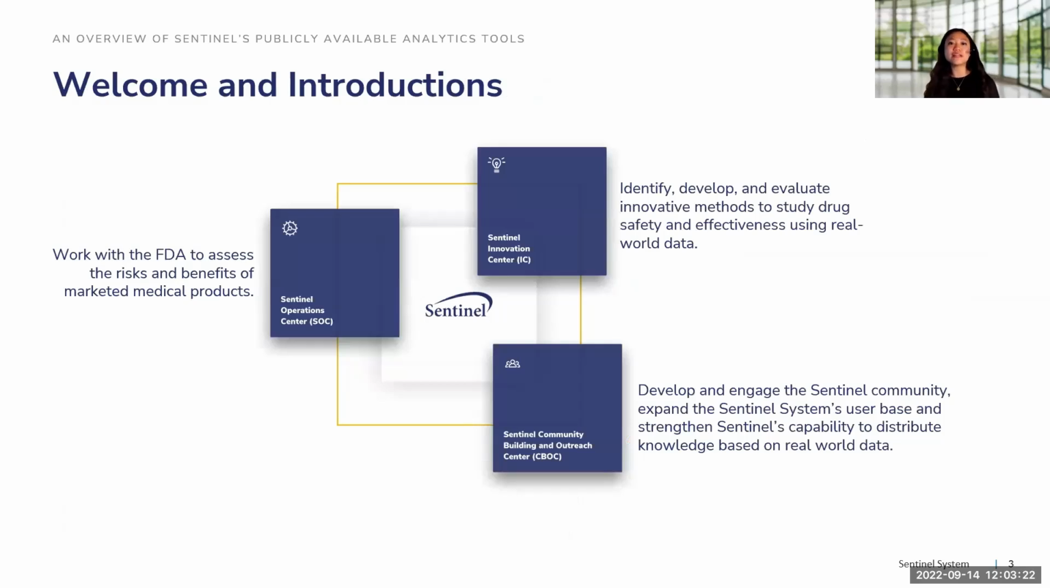This slide presents an overview of Sentinel's structure, which is comprised of 3 centers that work together to advance regulatory science using the Sentinel system. The Sentinel Operations Center, SOC, works with the FDA to design pharmacoepidemiologic studies to assess the risks and benefits of marketed medical products and enhance Sentinel's core data and analytics infrastructure. The Innovation Center, IC, identifies, develops, and evaluates innovative methods to study drug safety and effectiveness using real-world data. The Community Building and Outreach Center, CBOC, is responsible for developing and engaging the Sentinel community, expanding the Sentinel system's user base, and strengthening Sentinel's capability to distribute knowledge based on real-world data.